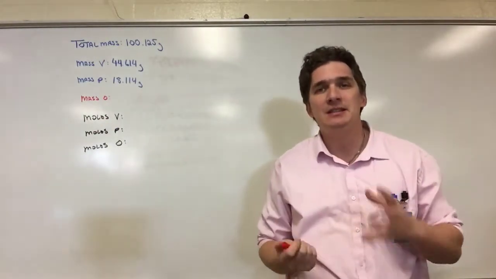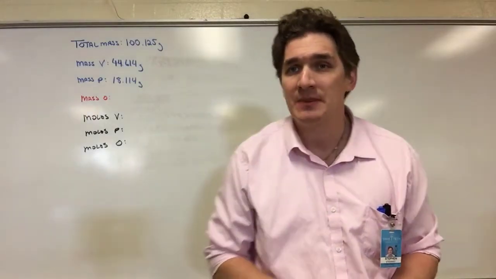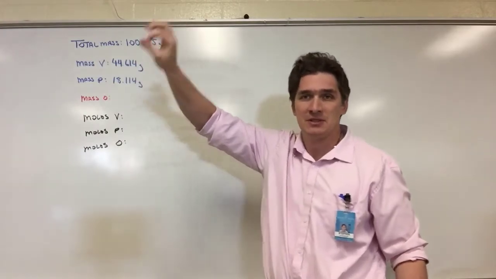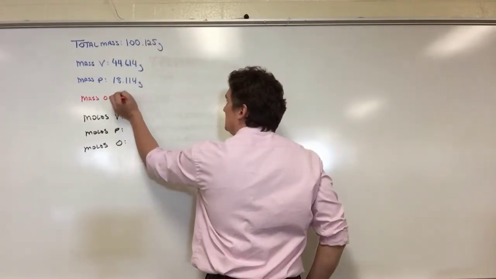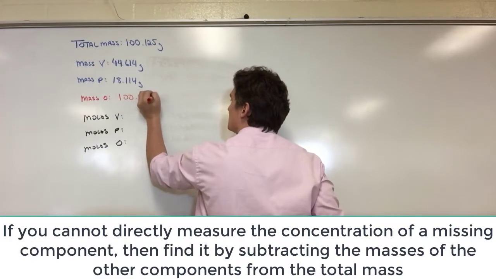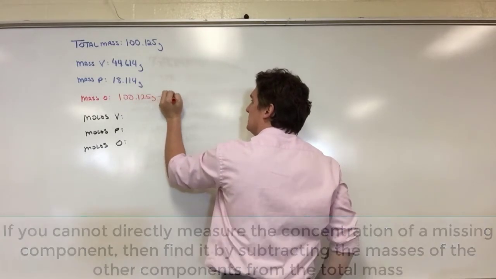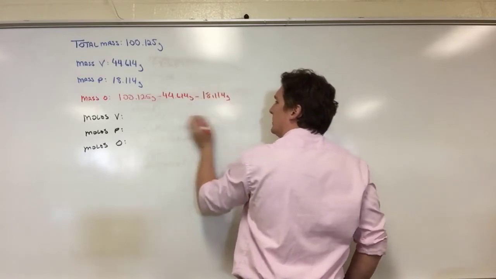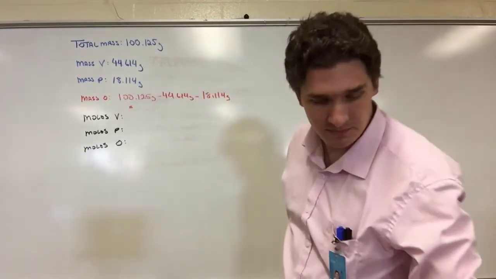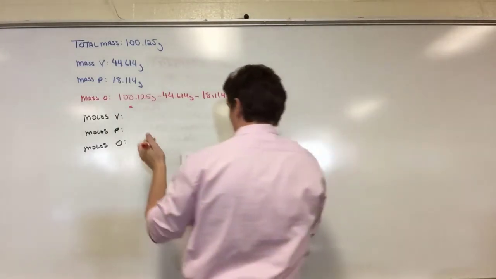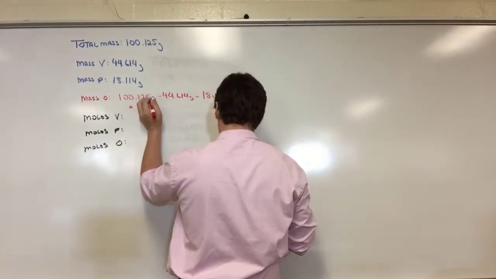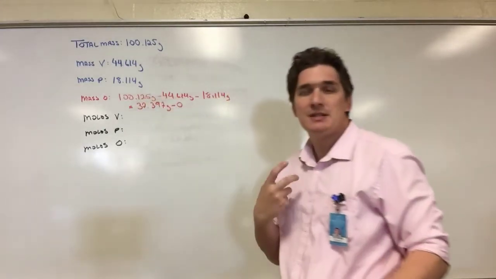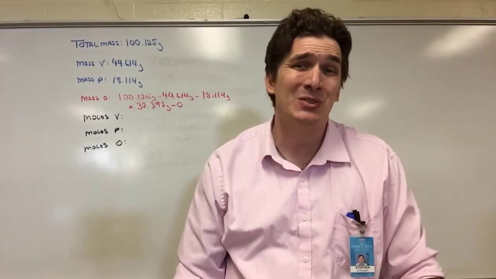So the first thing we're missing here is this component oxygen. The easiest thing to do if we cannot directly measure it is to sit back and say, well, this mass represents vanadium, phosphorus, and oxygen. We're just going to take the 100.125 grams and subtract off our mass of vanadium and our mass of phosphorus. And this will give us a mass of oxygen of 37.397 grams.